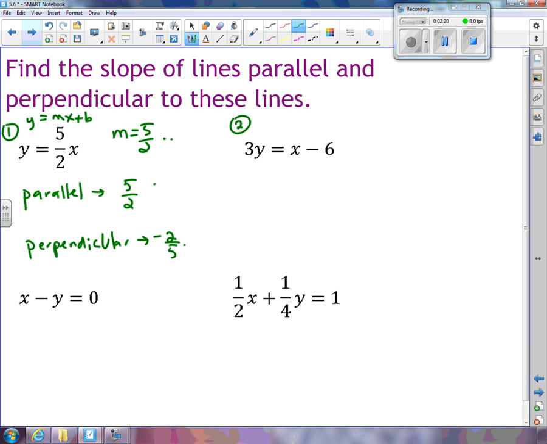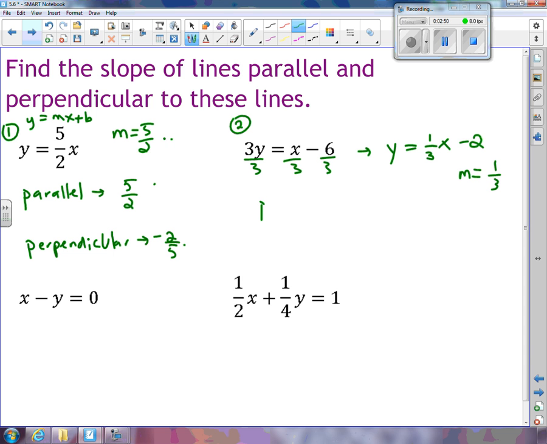Now this line is not yet in y equals mx plus b form. I need to get the y alone in order to do that. So I have to divide everything by 3. So this equation now becomes y equals x/3, which is the same thing as 1/3 x, minus 6 divided by 3 is 2. Now the slope of this line is 1/3.